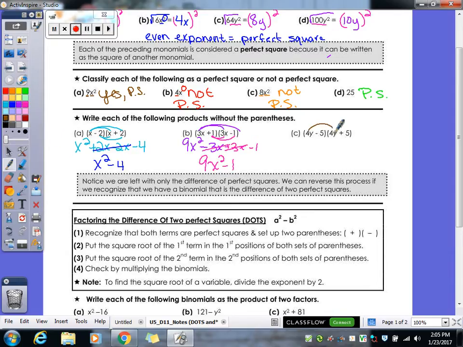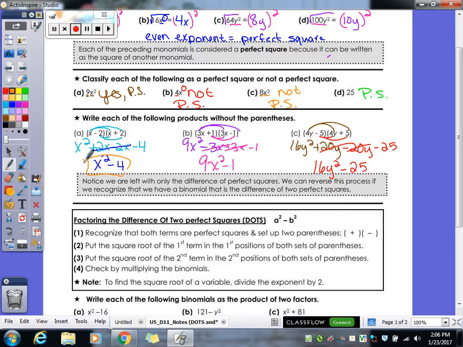For our last one, distribute my 4y, so I get 16y squared plus 20y. Distribute my negative 5, so I get negative 20y minus 25. Our middle term cancels itself out, so we're left with 16y squared minus 25.